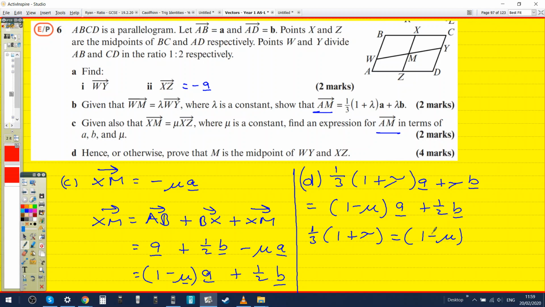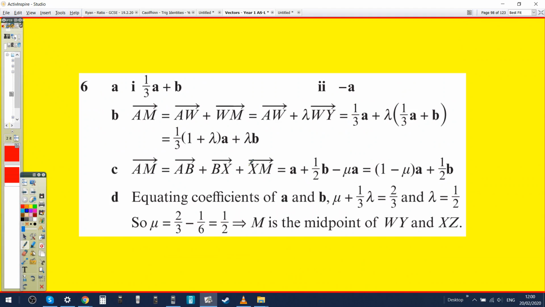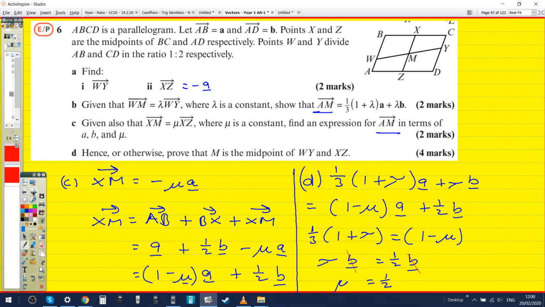And how about B? So lambda B is equal to a half B, so lambda is a half. How can you get mu? Just sub in a half for lambda. If you sub in a half and expand it, you'll get mu is also equal to a half. That will prove that it's the midpoint because it's halfway. Any questions there? No.